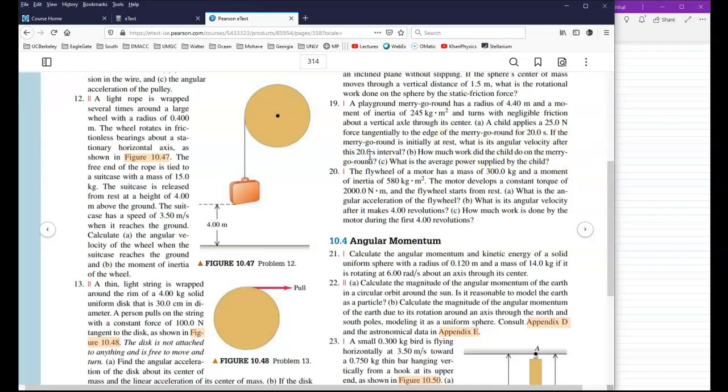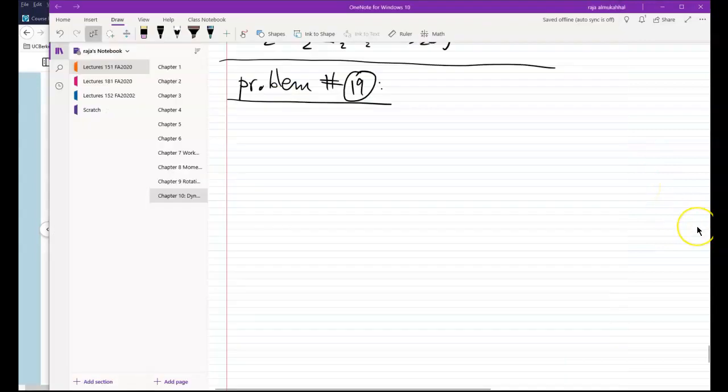All right, simple problem, I hope. B, how much work did the child do on the merry-go-round? And C, what is the average power supplied by the child? Okay, so basically, let's make it a top view. Here's the merry-go-round right here. That's the top view. And then the child is pulling with 25 Newton.